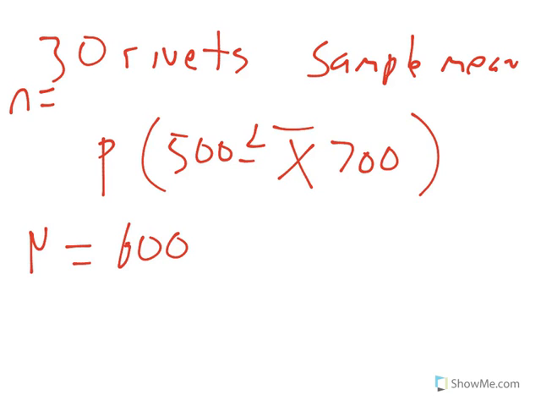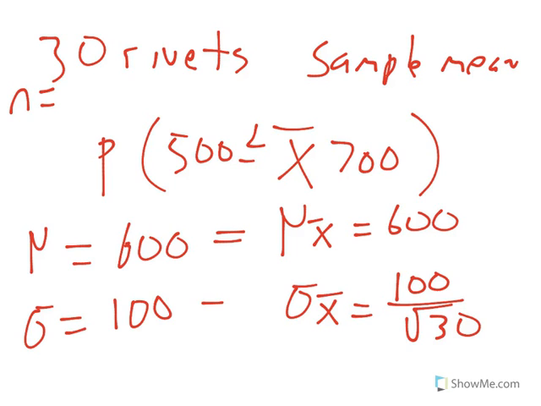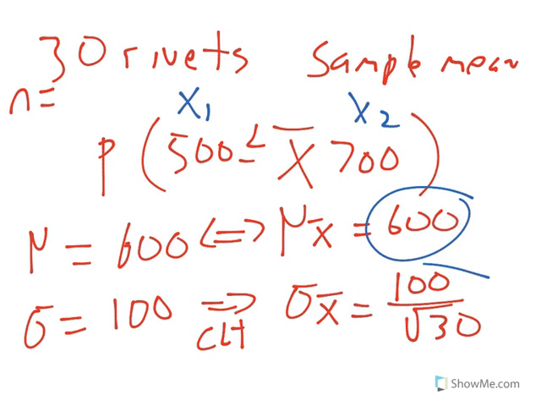Then you have everything you need to calculate, but you need to find a new standard deviation. Say our standard deviation is 100, and we're taking a sample of 30, so the standard deviation of the sample mean would be 100 divided by the square root of 30. The mean of our sample mean is 600, because the central limit theorem says these two are equal. Now we have everything we need: here's x1, here's x2, here is our mean, and here's our standard deviation, and you can go through and calculate these values.